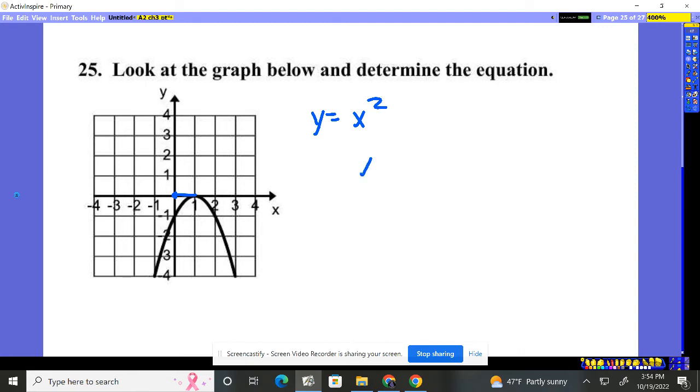So I got to mess with that x. I slid to the right 1. That means I'm going to subtract 1 to make it move to the right. Okay, so that's what we have there. You didn't move up any.